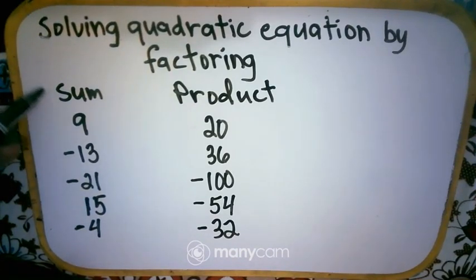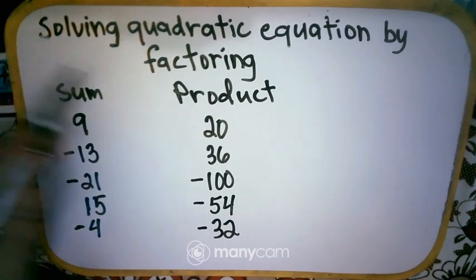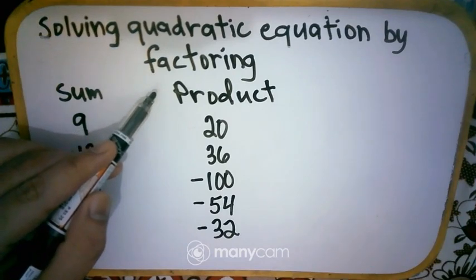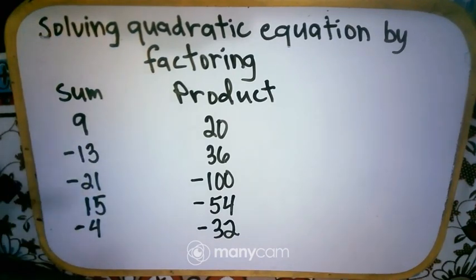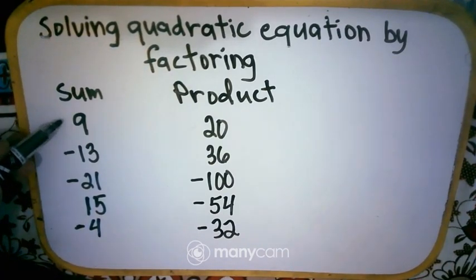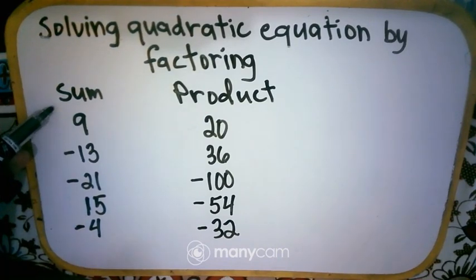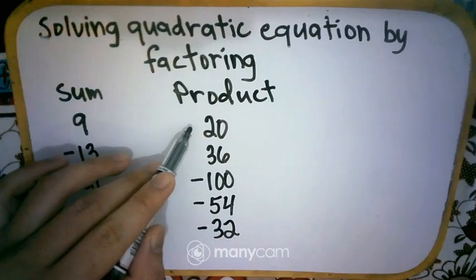So itong sum, alam natin na kapag sinabing sum, kapag pinag-add yung number. Kapag product naman is kapag pinag-multiply yung number. What you are going to do with these numbers is you're going to think of two numbers. So limited lang siya sa two numbers. So think of two numbers na kapag pinag-add nyo ay 9. At the same time, kapag pinag-multiply nyo yung same number ay 20.